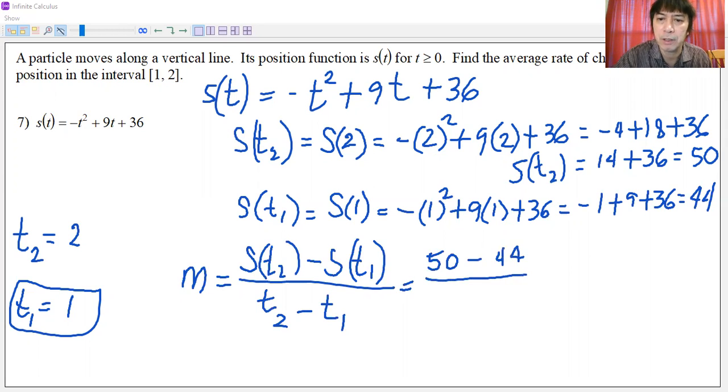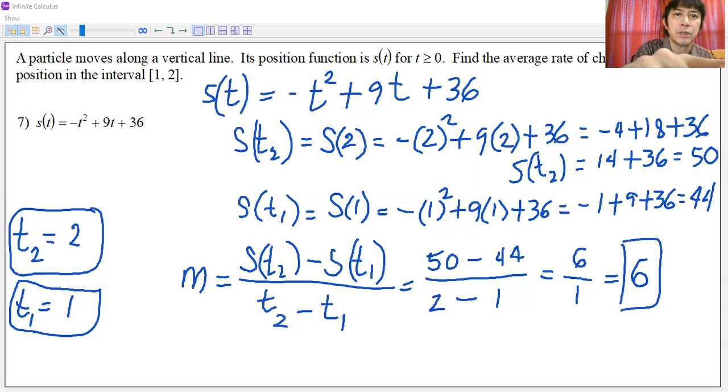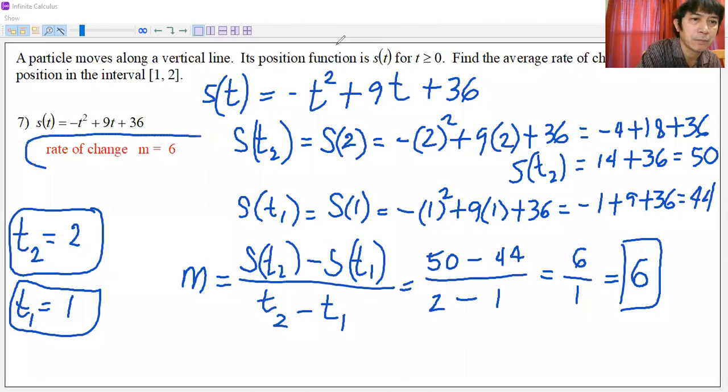And then the difference of 50 and 44 will be divided by the difference in time, T2 minus T1. And here's our final numerical computation. This will give 6 over 1, which is just 6. So the answer is 6. And so we shall see the answer over here. Rate of change M is equal to 6. That will be for number 7.